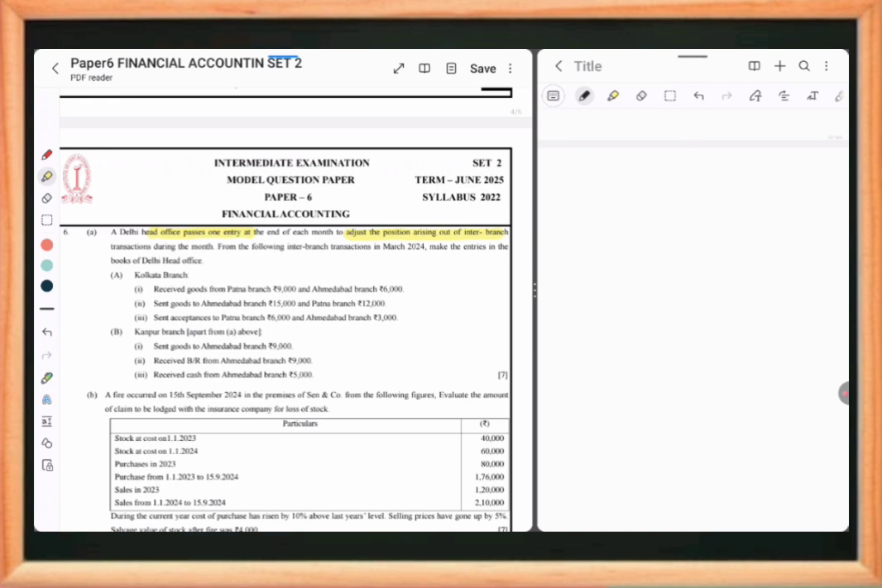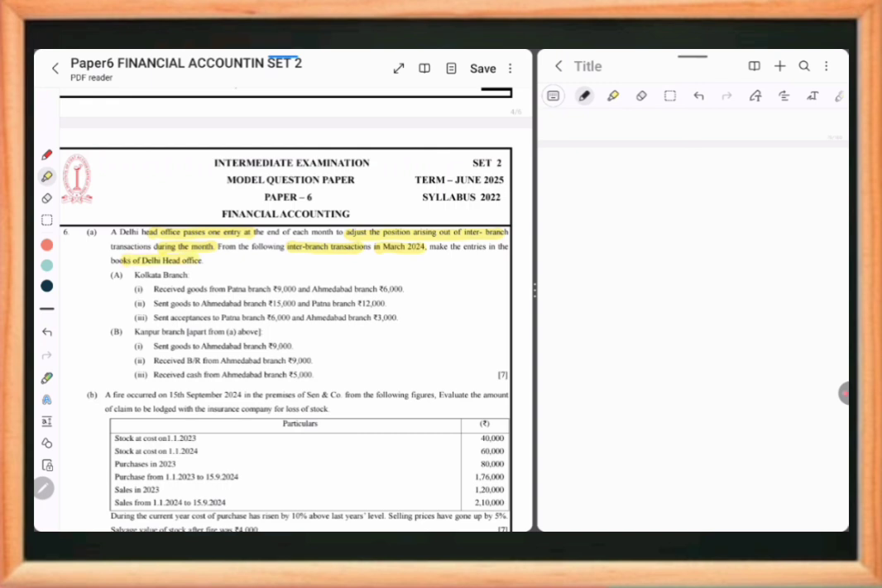So to whom it is given, for example Y, so Y account debit to X account. This type of entry will be passed in the books of head office. The Delhi head office passes one entry at the end of each month to adjust a position arising out of inter-branch transactions during this month. From the following inter-branch transactions in March 2024, make entries in the books of Delhi head office.